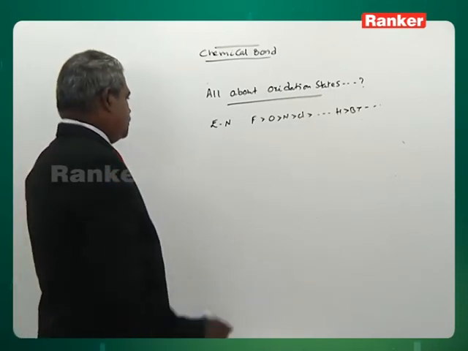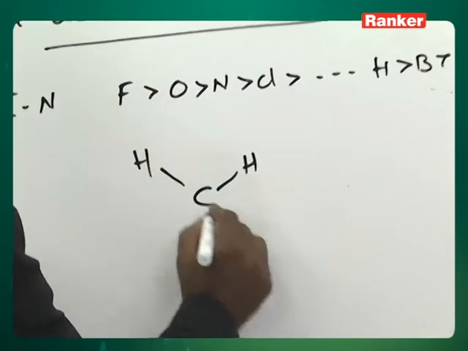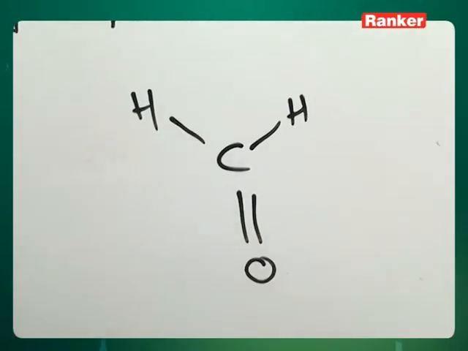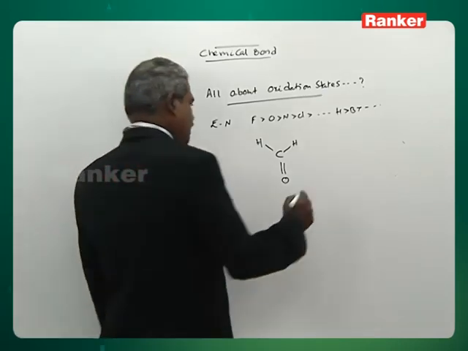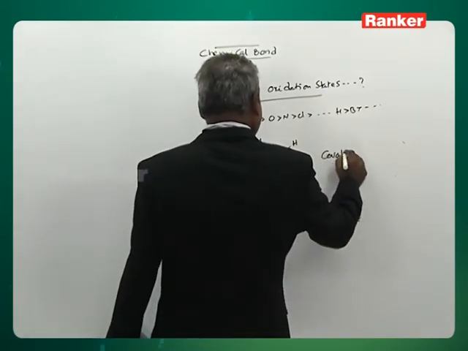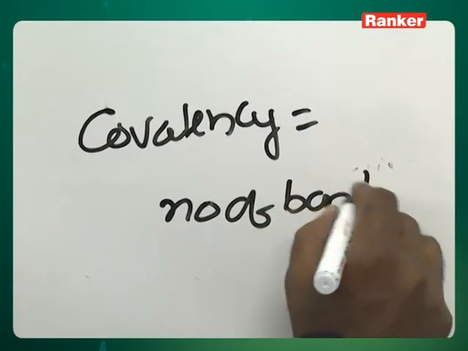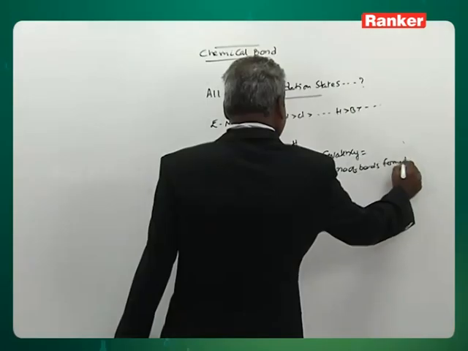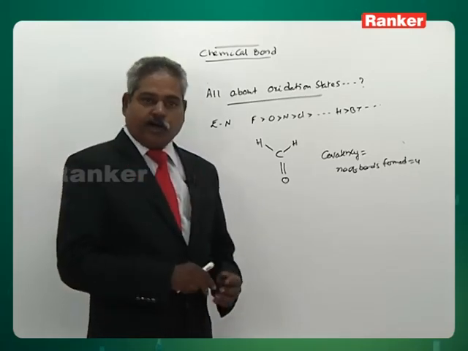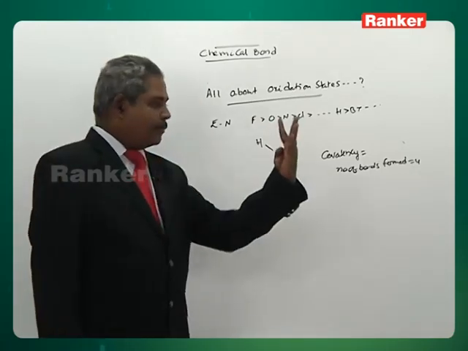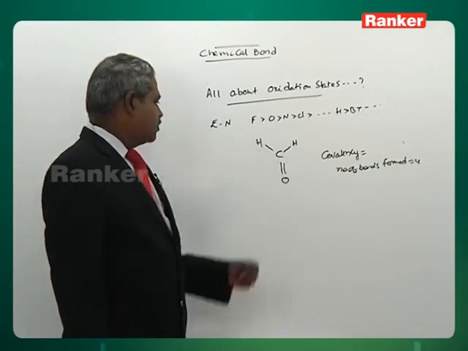Now, CH2O. What is carbon doing here? Carbon is in fact forming 4 bonds. You can say the covalency of carbon is 4. Covalency, number of bonds formed, 4. So, carbon forming 4 bonds can be compared to carbon playing 4 matches. Carbon is playing 4 matches: 1 match, 1 match, 2 matches with oxygen.